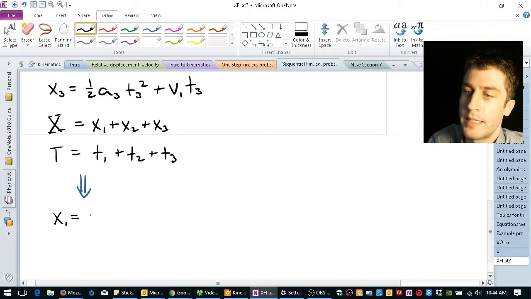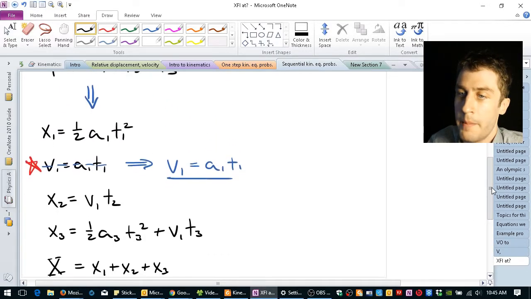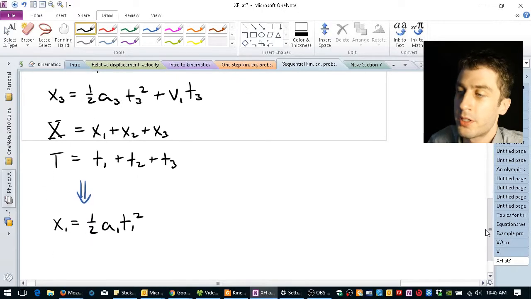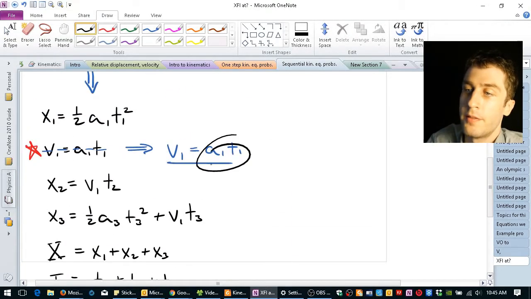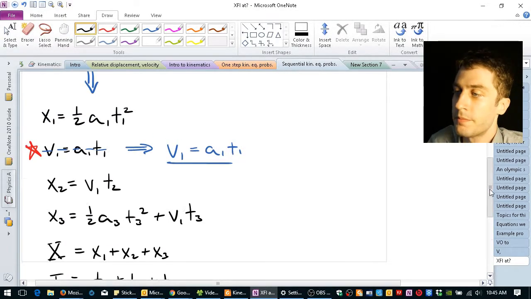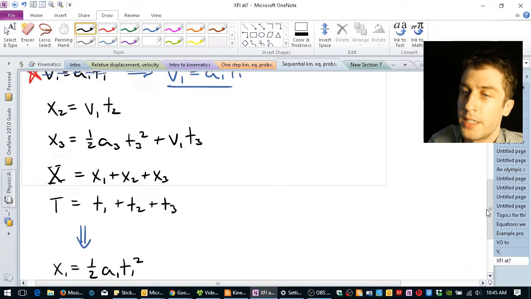x1 is equal to 1/2 a1 t1 squared. x2 is equal to v1 t2, but we're making this substitution: v1 equals a1 t1. So a1 t1, and then that's multiplied by t2.